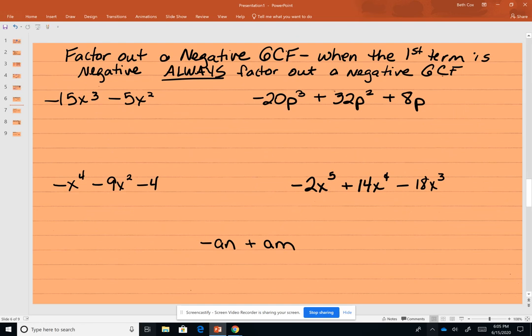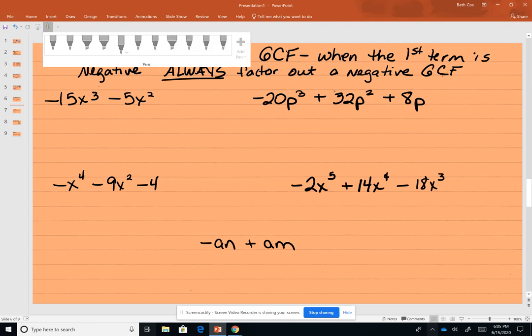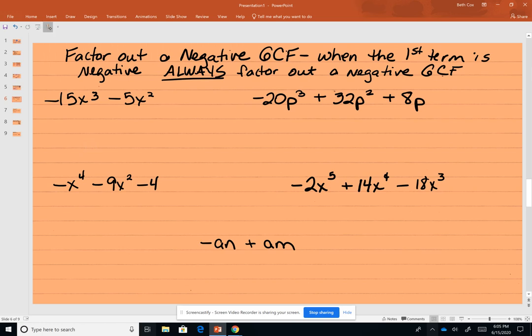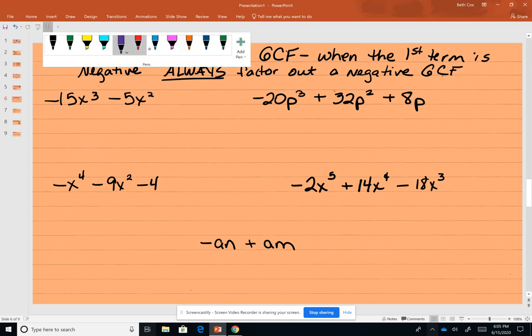Okay, so now sometimes we have a negative in front. When we're doing GCF and our first term is a negative, we always, always, always factor out a negative. So we will make sure we do a negative GCF on all of these, and that's going to change the signs. That's going to make some sign issues come up that we haven't seen yet. So let's look at this first one.